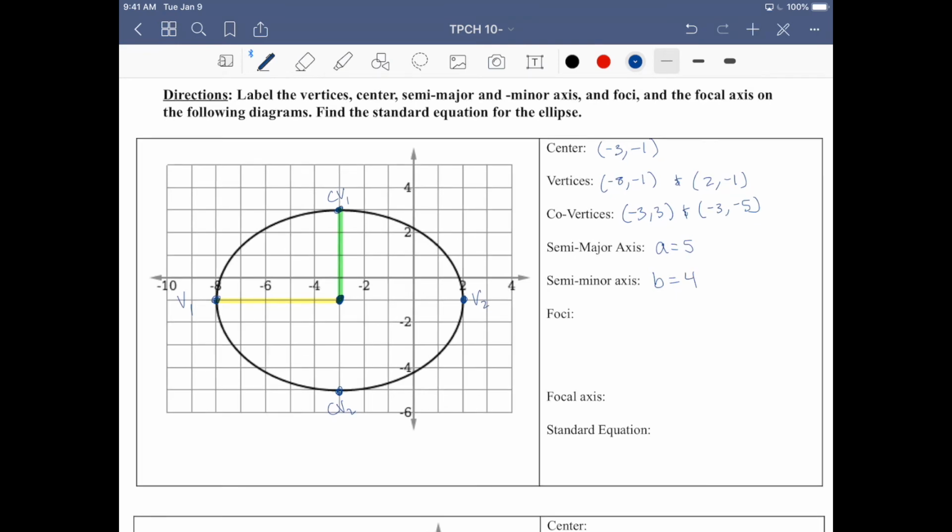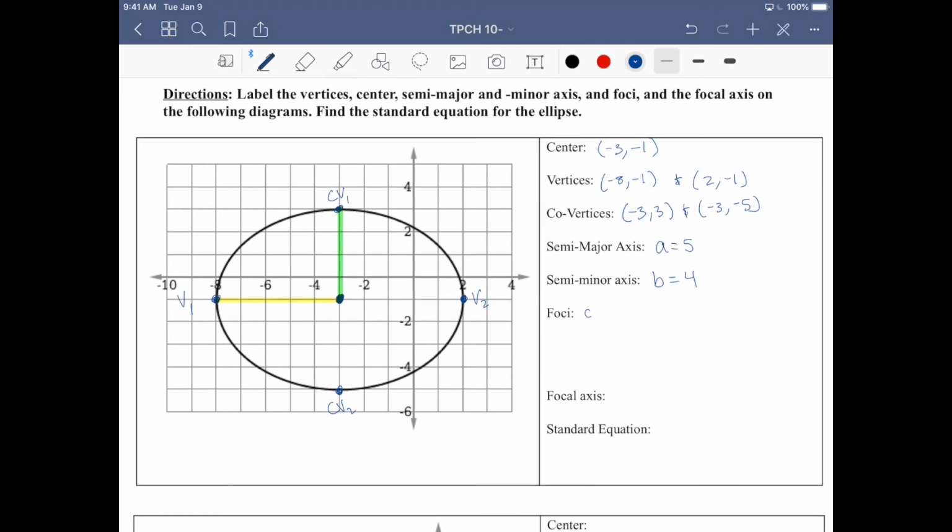Now, in order to figure out where my foci are, I have to first figure out what the c value is in my Pythagorean relationship. So c squared equals a squared minus b squared. Well, a is 5, so 5 squared is 25, and b is 4. b squared is 16, so 25 minus 16 equals 9. If c squared equals 9, then that means c equals 3.